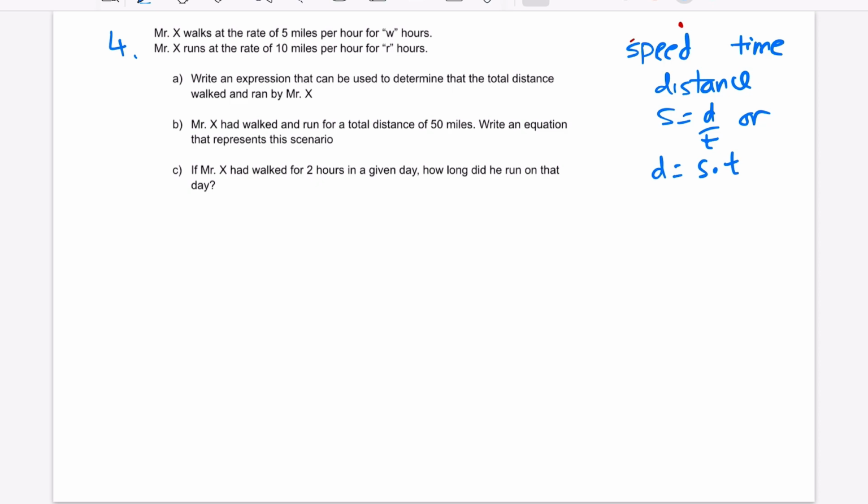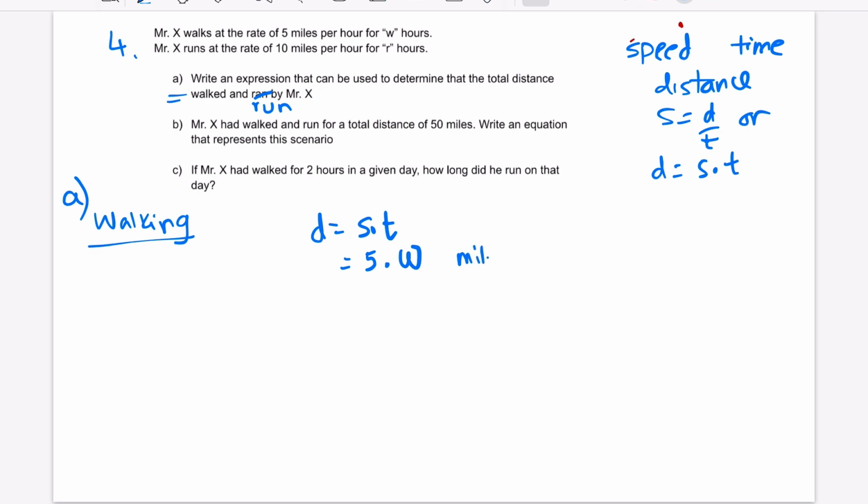So let's see what the question is asking us to find. Let's do A. Write an expression that can be used to determine the total distance walked and run by Mr. X. So this is problem A, this is walking. First we have to find out how much distance Mr. X walked. Again, the distance is speed times time. He's walking at the speed of 5 miles per hour for W hours. So the total distance he has walked is 5 times W miles.